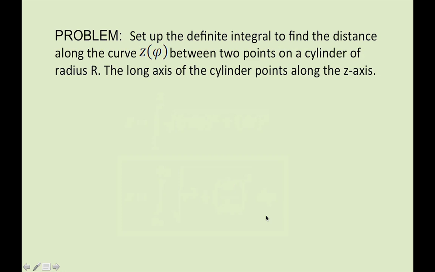This time, let's set up the definite integral to find the distance along the curve z of phi between 2 points on a cylinder of radius r. The long axis of the cylinder points along the z-axis.